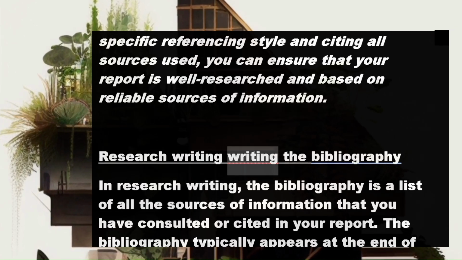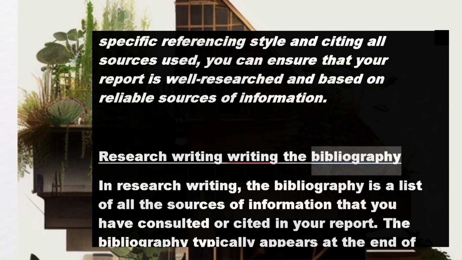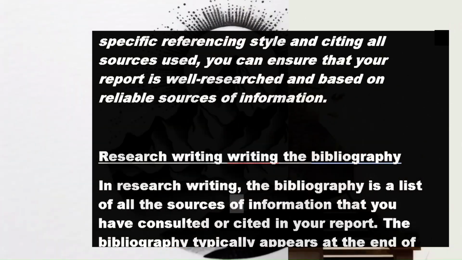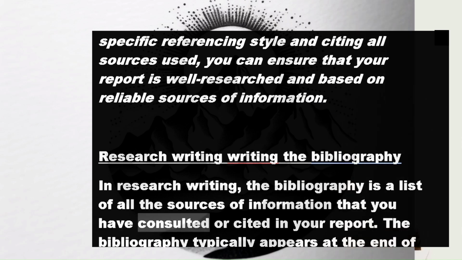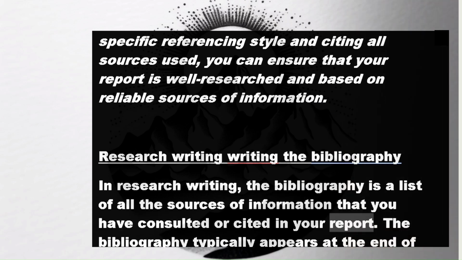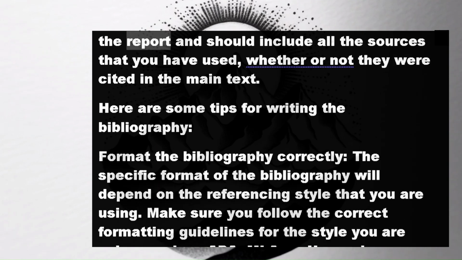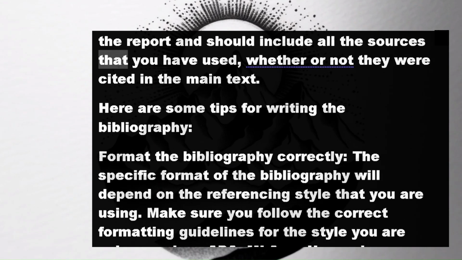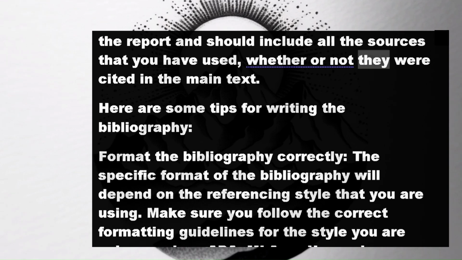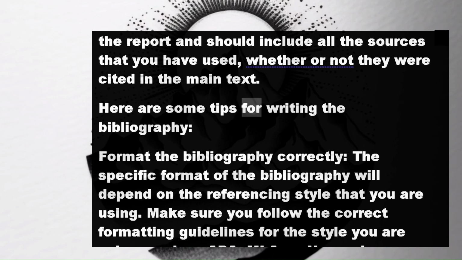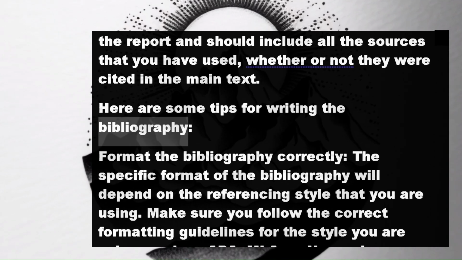Research writing: writing the bibliography. In research writing, the bibliography is a list of all the sources of information that you have consulted or cited in your report. The bibliography typically appears at the end of the report and should include all the sources that you have used, whether or not they were cited in the main text. Here are some tips for writing the bibliography.